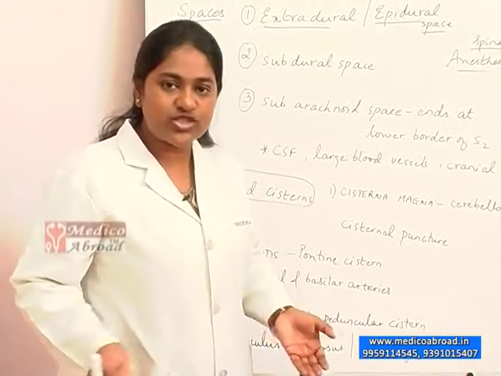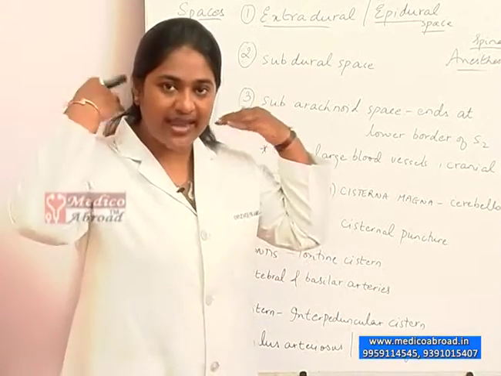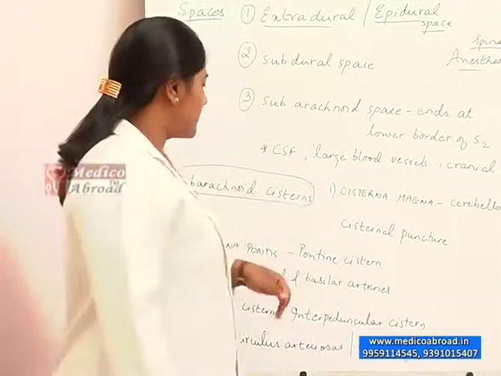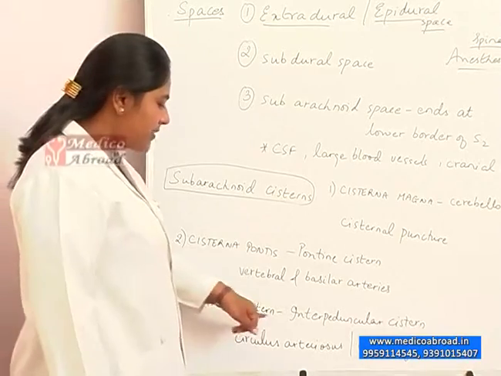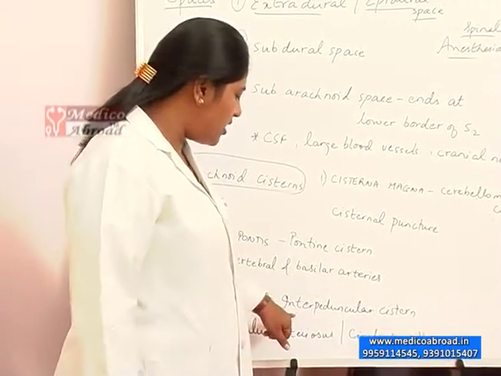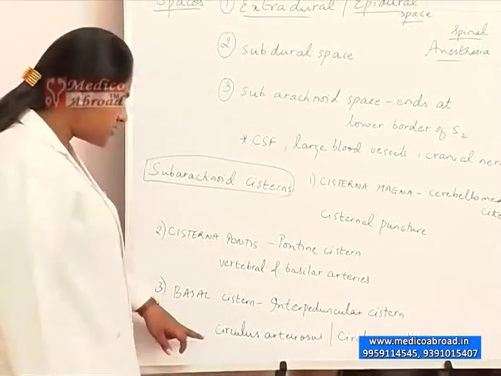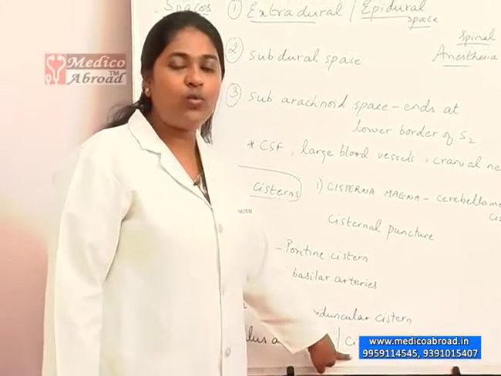These are the blood vessels which take the blood from the outside of the neck or upper part of the trunk into the brain: the vertebral and the basilar arteries. The basal cistern is present in the interpeduncular region, therefore it's called the interpeduncular cistern. What does it enclose? It encloses the circulus arteriosus or the circle of Willis.